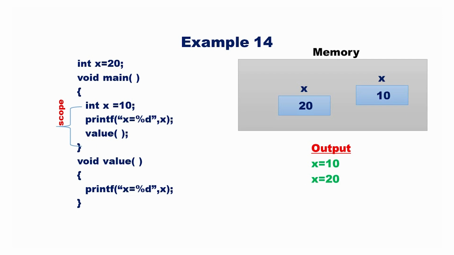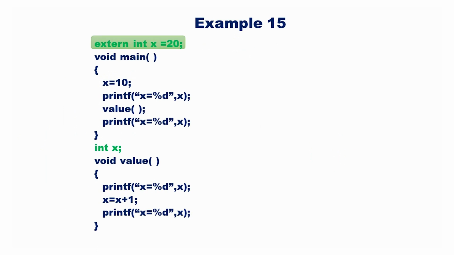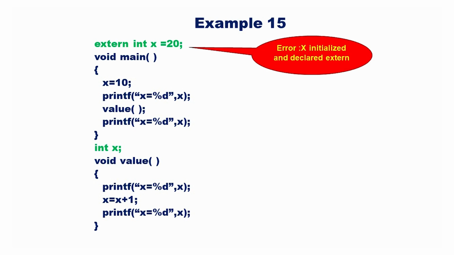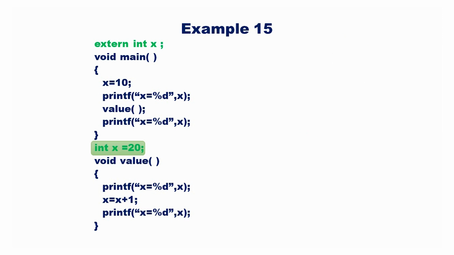Scope of local x is only till the end of main, but the scope of global x is till the end of the program. If a local variable has the same name as the external variable, the local variable takes precedence over the external variable. Here we have written extern int x equal to 20. You will get an error, x initialized and declared extern. We cannot initialize at the time of external variable declaration since no memory is being allocated during extern declaration. Initialization has to be done during external variable definition.